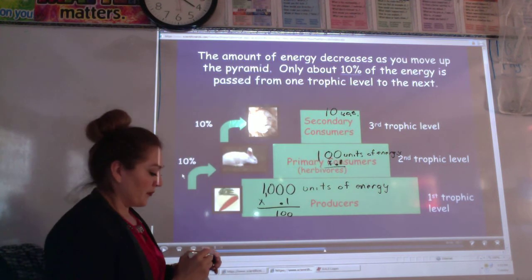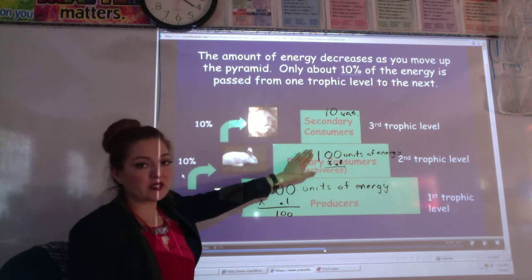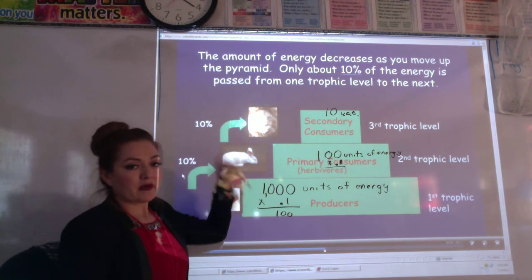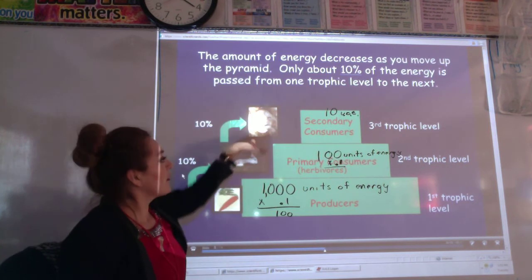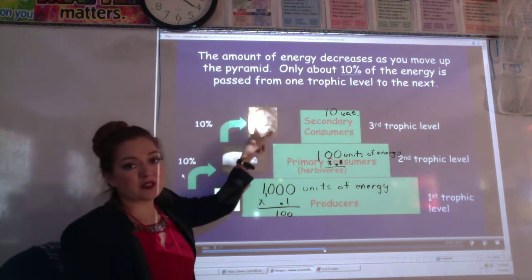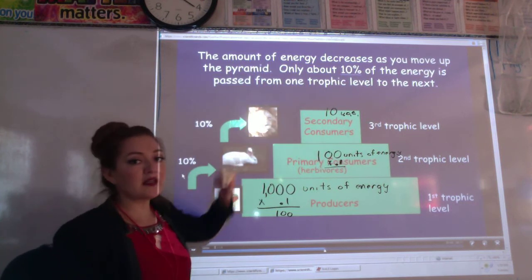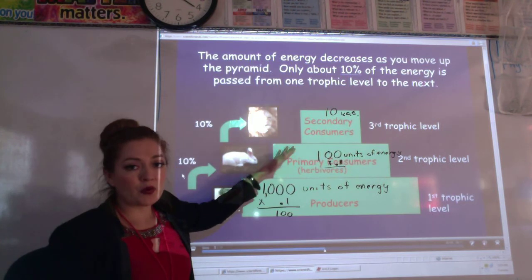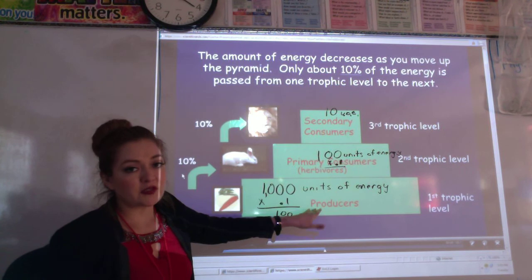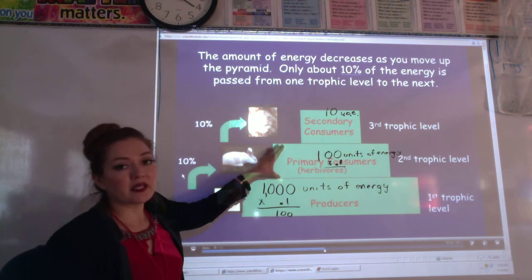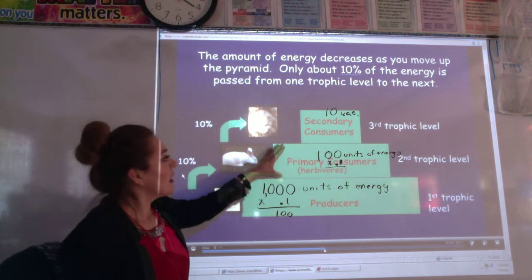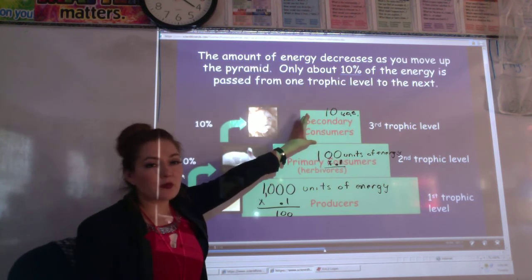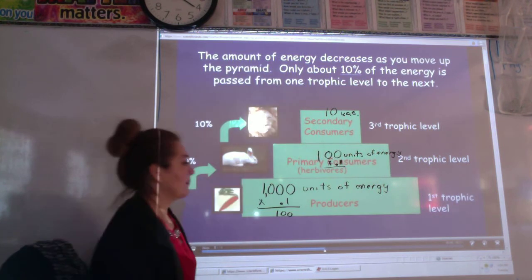So you see, out of these 100 units of energy, 90 of them got used by the bunny hopping around, making babies, eating stuff, and then the other 10 were what's passed on to the lion. And that is why we have less consumers that are able to be supported by those 1,000 units of energy from the producers. That's why you have a smaller number here and hence a smaller piece of that pyramid. And that also explains, because you only have 10 units of energy, you can only support a smaller amount of consumers in the top of that pyramid.